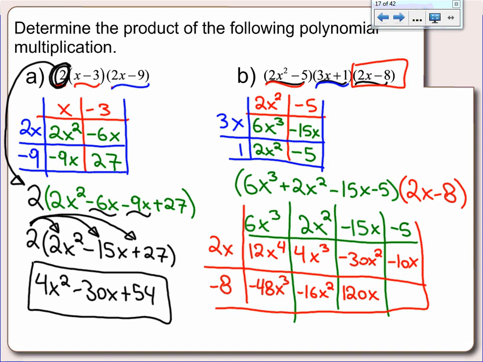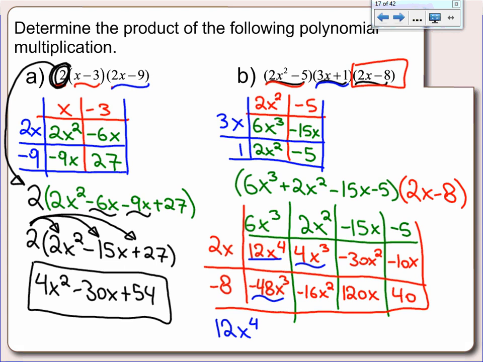Now, as you get better at these things, you should see some tricks. And those tricks are that you usually get your like terms on little diagonals. So, for instance, this one we see is just by itself, so it's 12x to the power of 4. But our next term, 4x cubed and negative 48x cubed, they're on a diagonal to each other. And we can just combine them right away rather than write them all out individually.